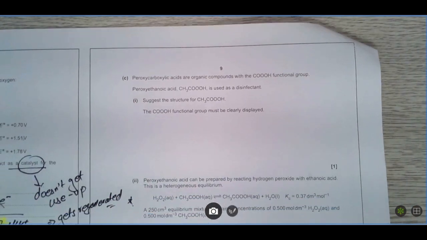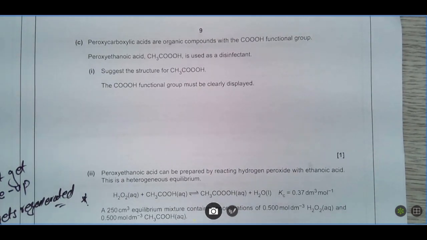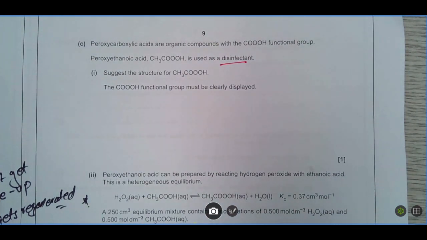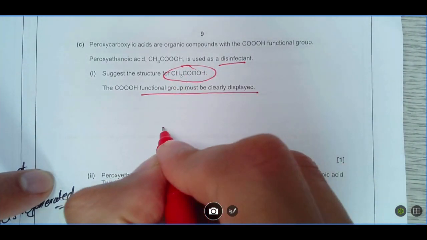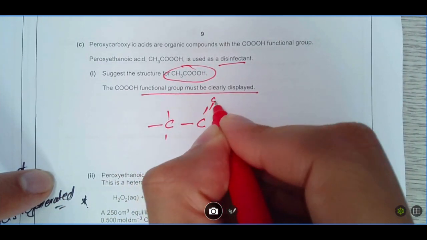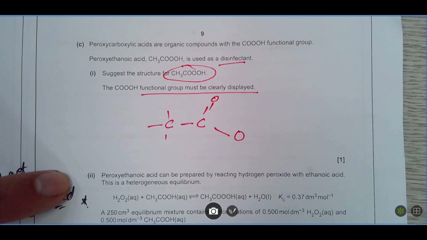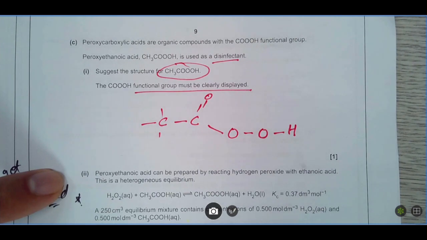The next part says peroxy carboxylic acids are organic compounds with this functional group. These acids are used as disinfectants. So the structure of this functional group must be clearly displayed. You have to pick up this. If I start with this, CH3 is there. Now I need to add OOH. I know oxygen can have 2 bonds around it. I can add another oxygen and then I can add. That makes sense.